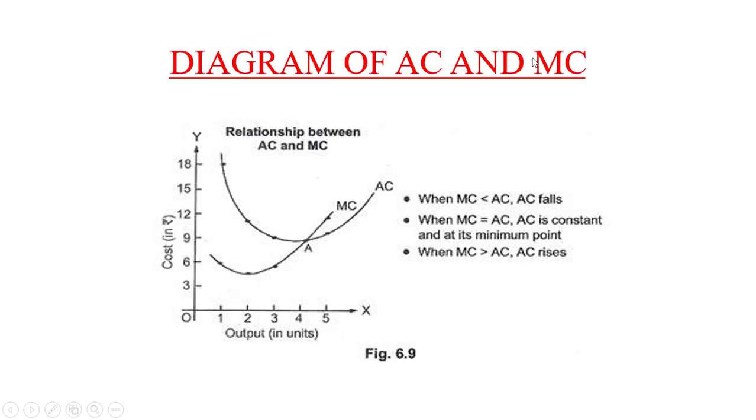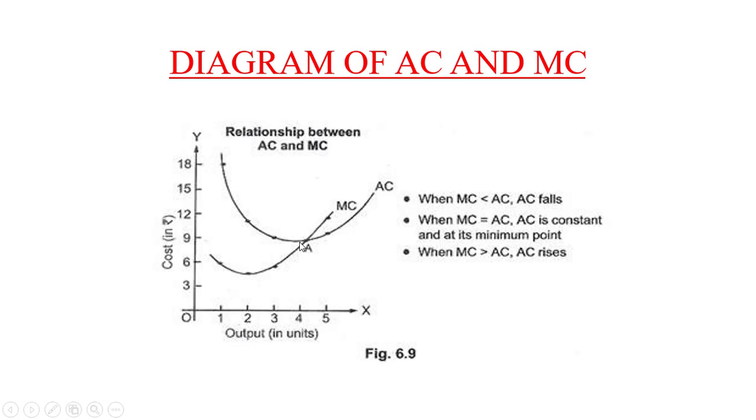Now with the diagram, you can see here, these are the three important properties of this relationship between AC and MC. Okay, you have to know it very well. The questions might be set from these properties only. Now when MC is less than AC, you have to see the diagram. MC, when it is down, that means it is less, right? AC is up, that means AC is greater. MC is less than AC, what is happening?